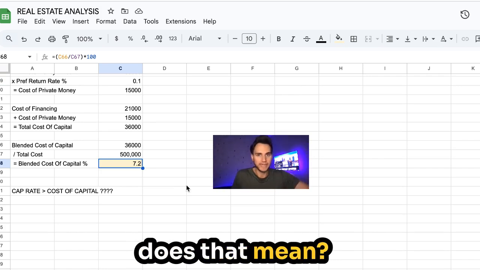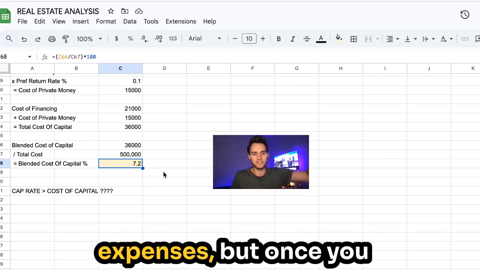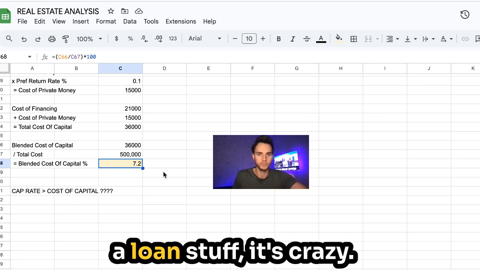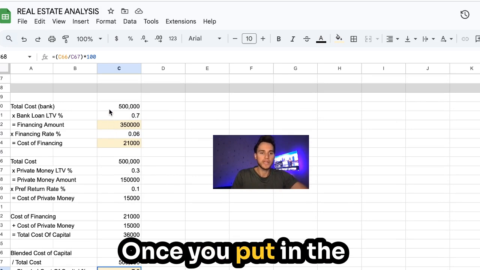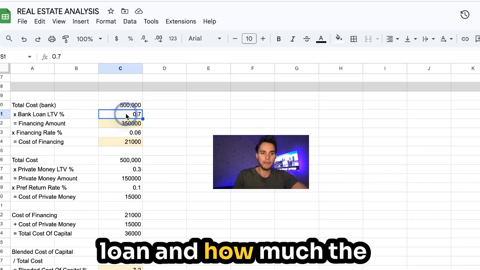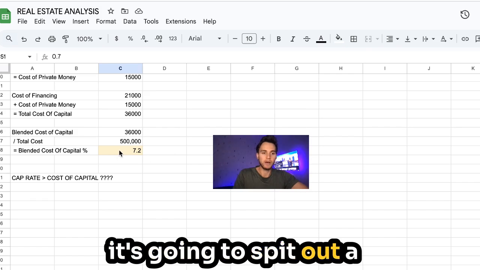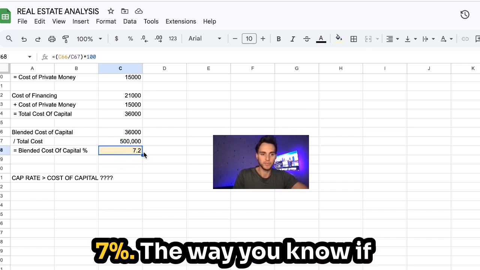So what does that mean? I understood the income and the expenses, but once you got to this whole loan stuff, it's crazy. It's very simple. Once you put in the amount of the total loan and how much the bank's going to loan you, it's going to spit out a number, cost of capital, okay, 7%.